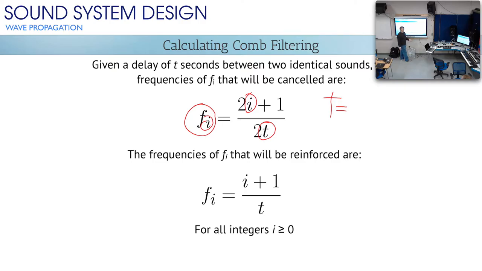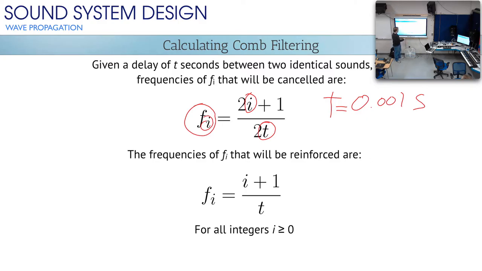Well, there's 1,000 milliseconds in a second. So if I have 1 millisecond, that would be 0.001 seconds. You're going to have to get good at that conversion. So T is 0.001 if we're talking about a 1 millisecond difference. Then we would just pick a number for I. If we want to know the first cancellation, it would be 0. So 2 times 0 plus 1 would be 1 divided by 2 times 0.001, which would be 0.002. So 1 divided by 0.002 would give us the frequency that cancels out first in that scenario.